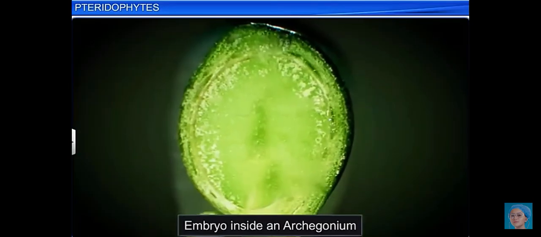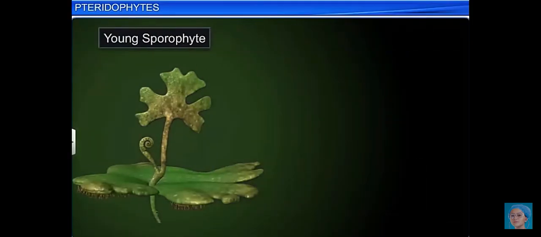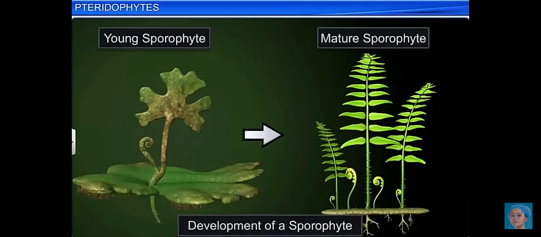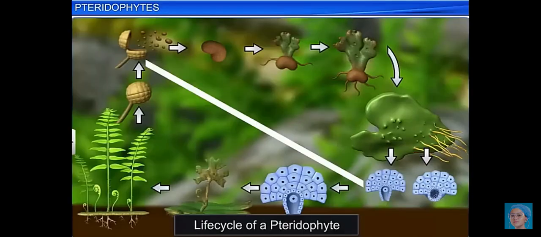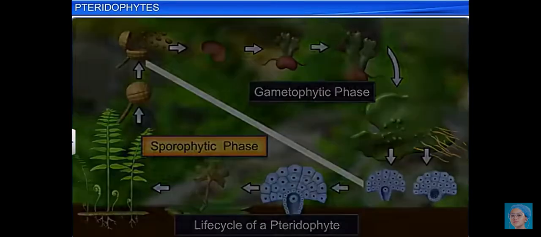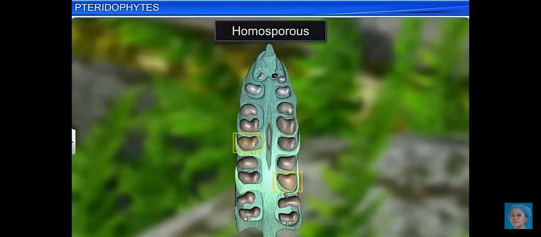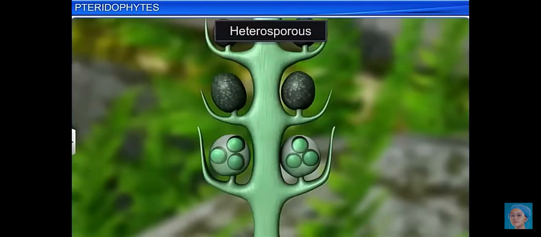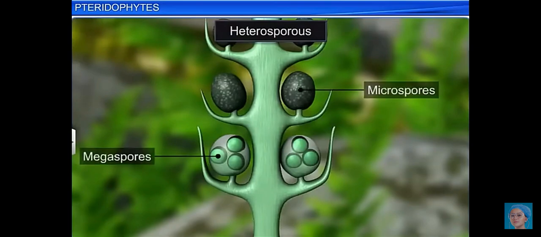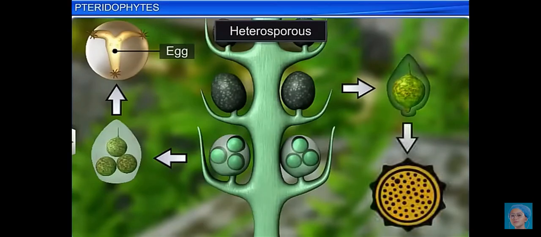This zygote develops into a young embryo, which further develops into a multicellular and well-differentiated young sporophyte, and ultimately into a mature sporophyte. This completes the life cycle of a pteridophyte, which is divided into the gametophytic phase and the sporophytic phase, the most dominant phase. Pteridophytes can be homosporous or heterosporous. Homosporous pteridophytes produce spores of similar kind, while heterosporous pteridophytes produce two different types of spores, large or megaspores and small or microspores. Megaspores germinate into female gametophytes, which produce eggs, while microspores germinate into male gametophytes, which produce antherozoids.